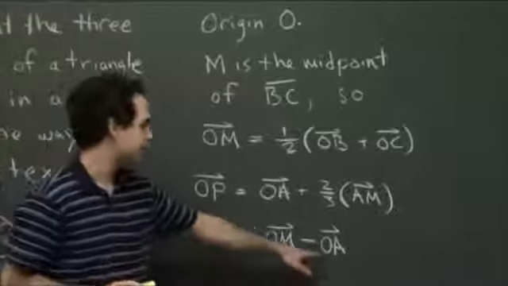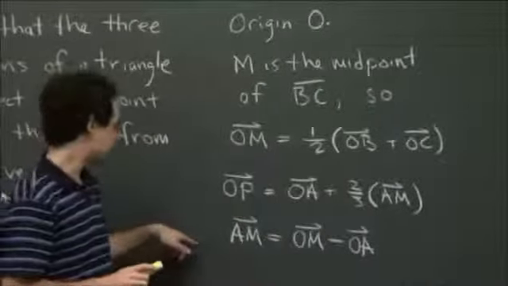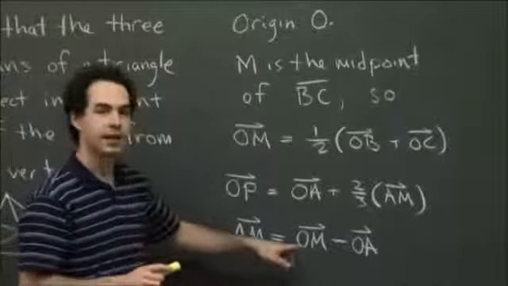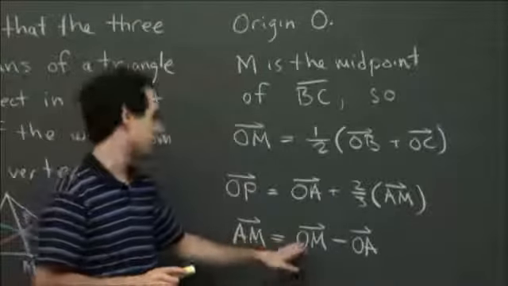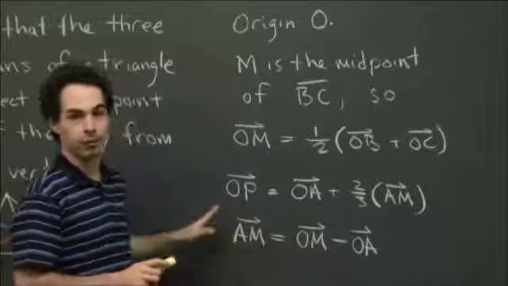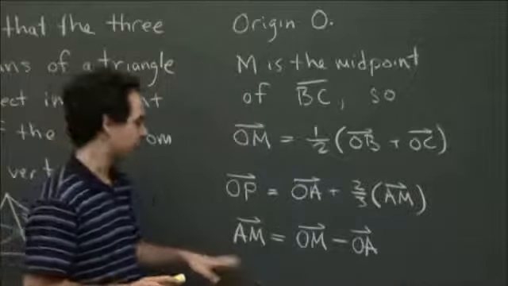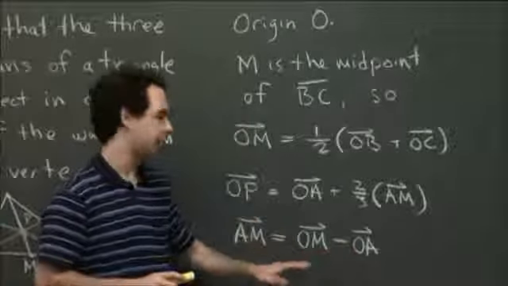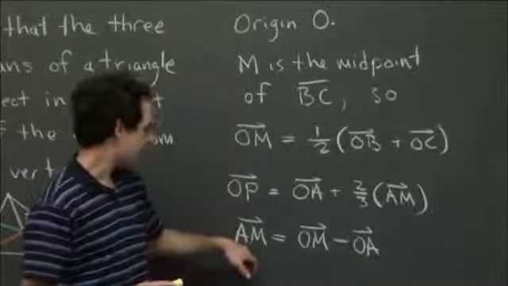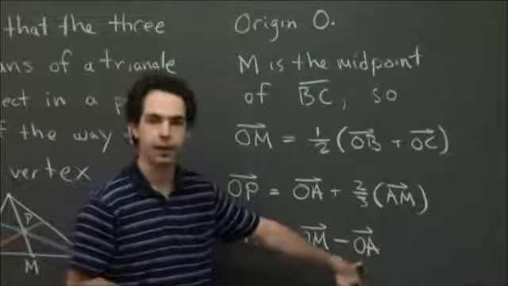Another way to say this is that if you add OA to both sides, you have that OA plus AM equals OM. In other words, to go from O to M, first you can go from O to A and then go from A to M. All right, and I've just subtracted OA onto the other side here. So we can write AM in terms of OM and OA.